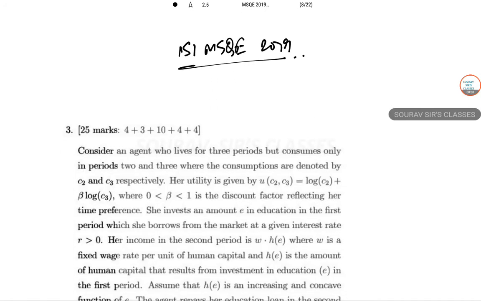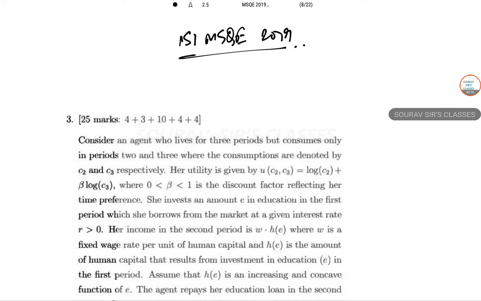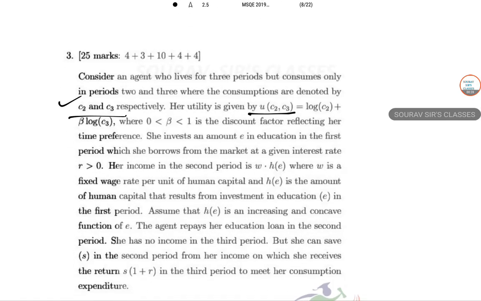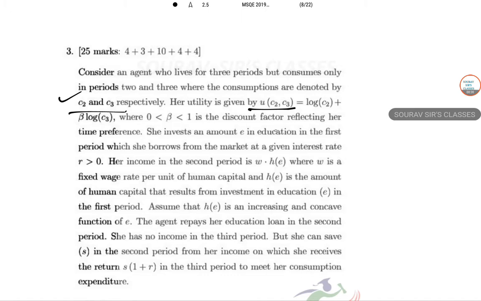So here we are given that consider an agent who lives for 3 periods but consumes only in periods 2 and 3, where the consumptions are denoted by C2 and C3 respectively. And her utility function is given by U(C2, C3) = log C2 + beta log C3, and beta is a discount factor reflecting her time preference.